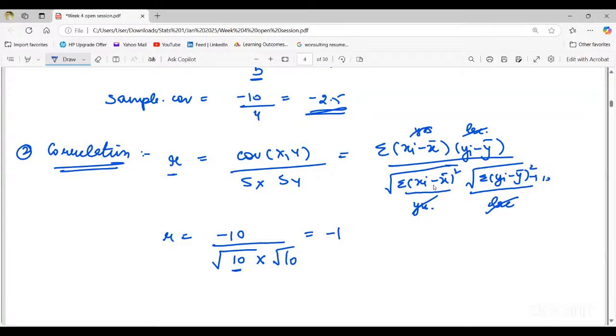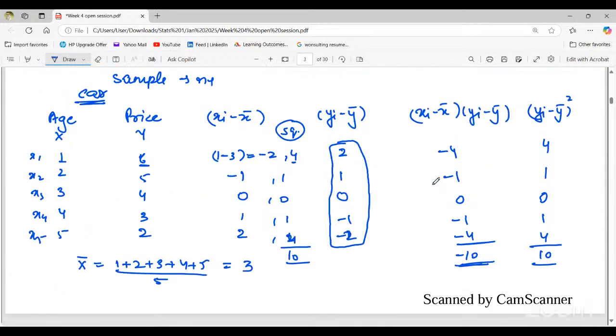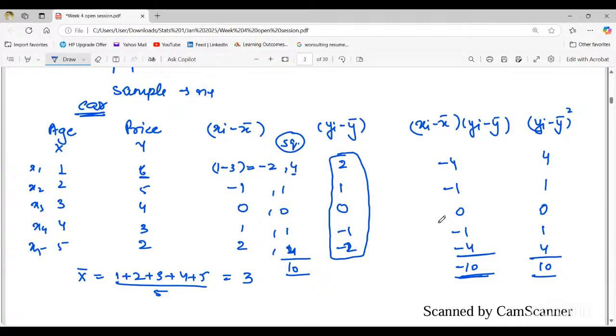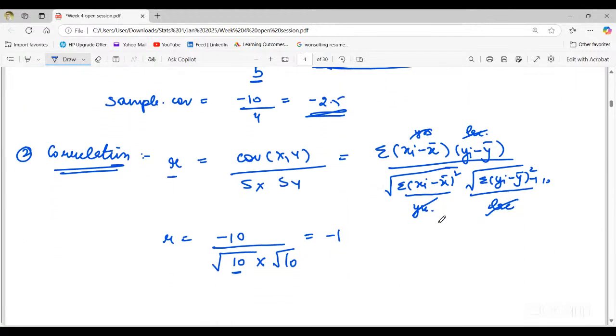Everybody got it? Could you go to the previous page once? This is my square of x variables. I didn't make the column. No problem. Both are 10 only. Done, ma'am. Everybody? Is it clear how you calculated the correlation?